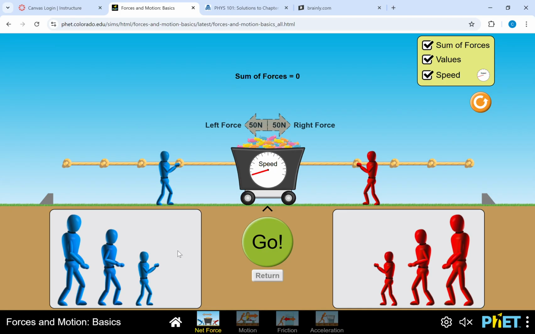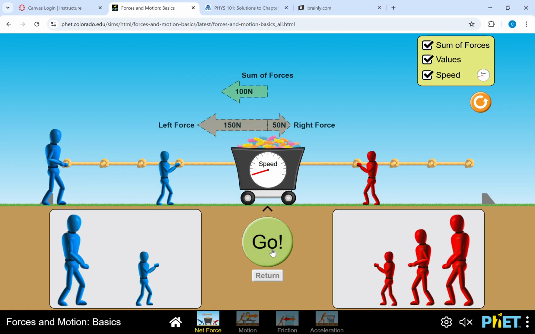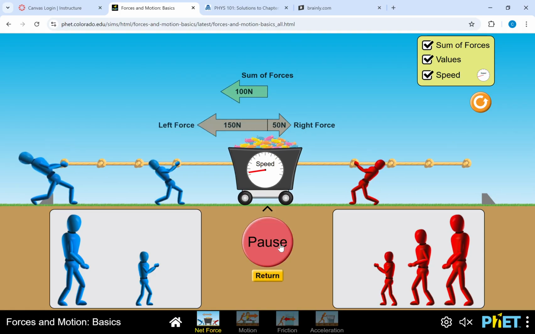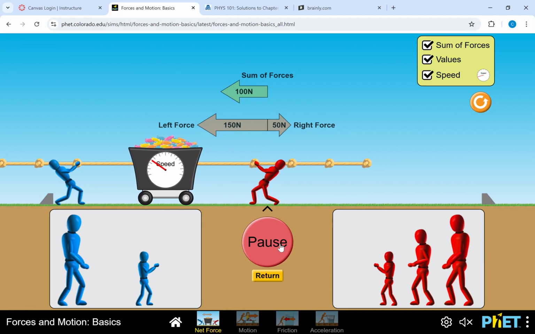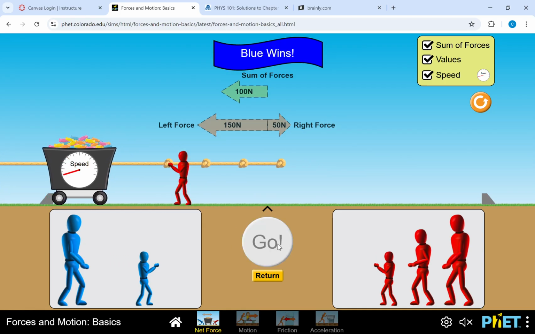In the second scenario, as we increase the force on the left side to 150 newtons, we create an unbalanced force. Since there is a net force of 100 newtons pointing towards the blue team, movement is created towards the left with an increase in speed over time.